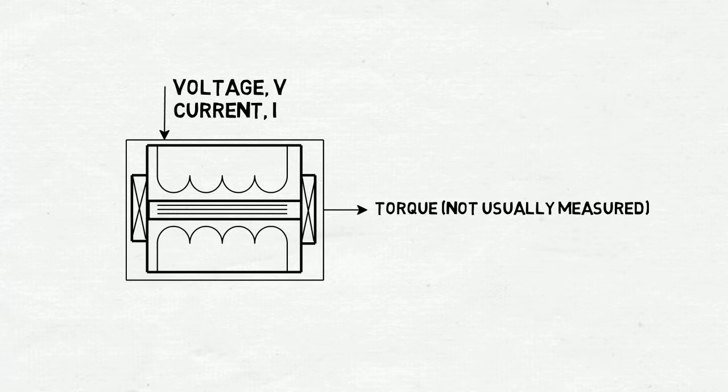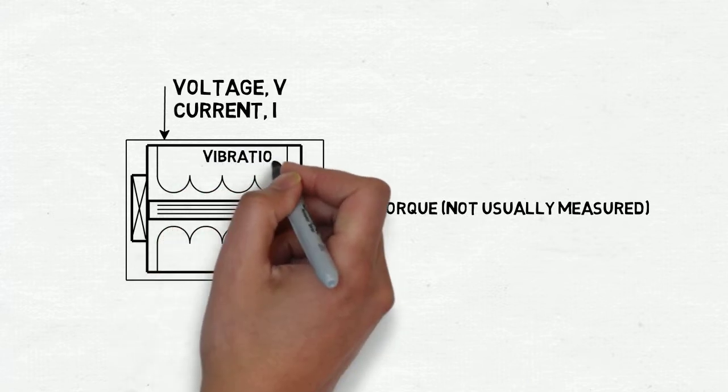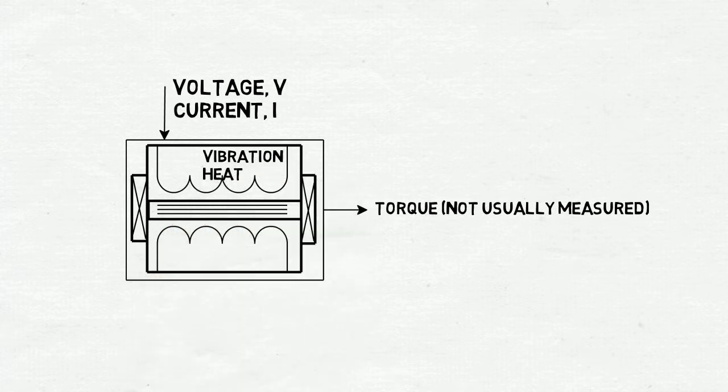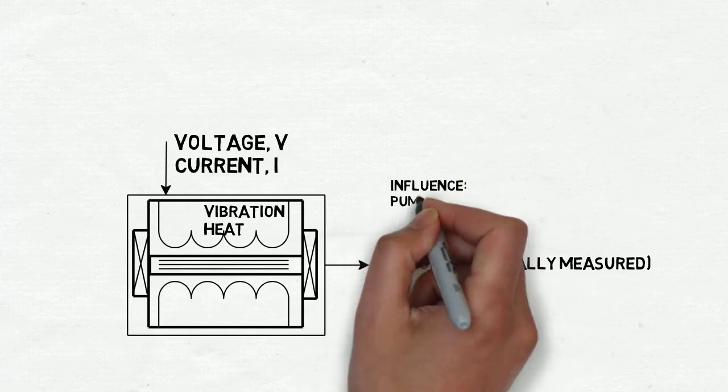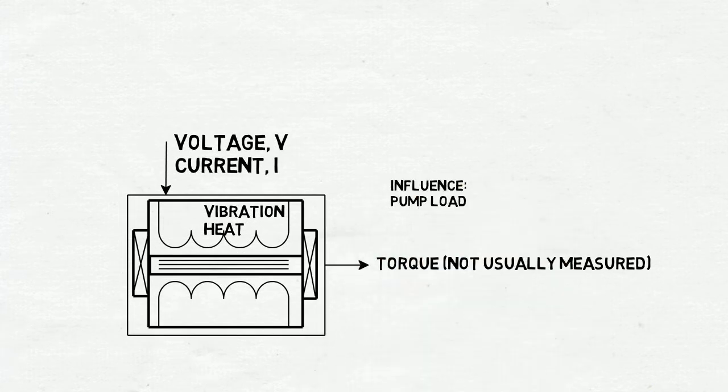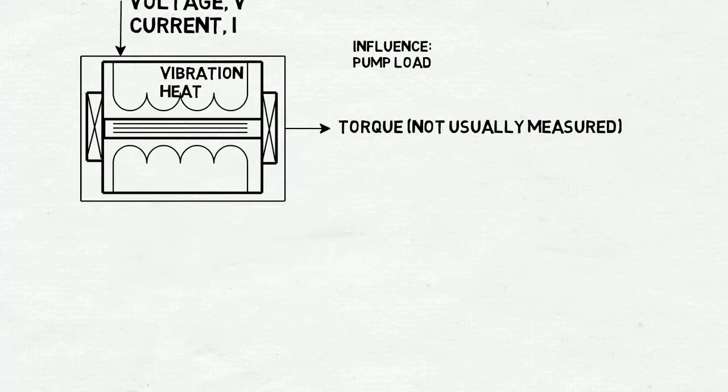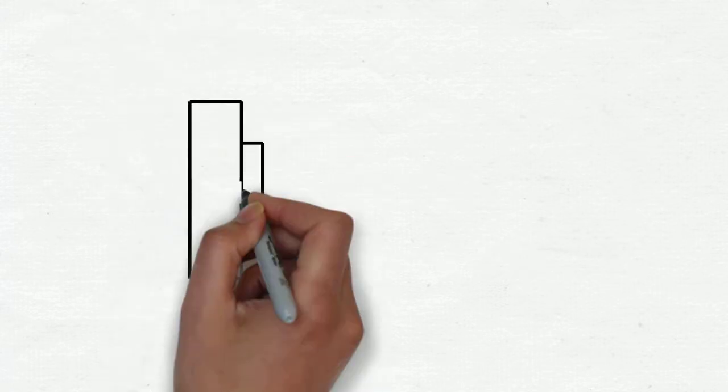The conversion of electrical power to torque, or mechanical power, also produces vibration and heat in the motor. Vibration will be considered as part of a rotor coupling pump dynamic system. Finally, it is useful to include influences such as pump load.